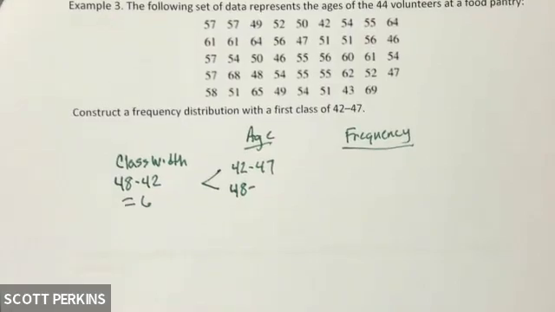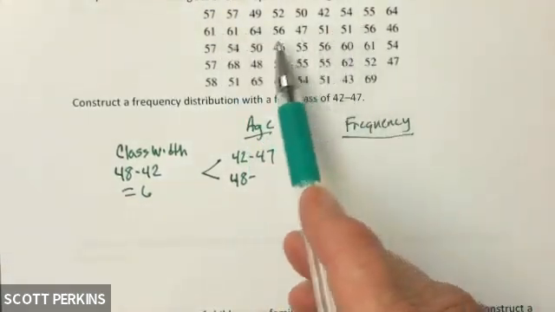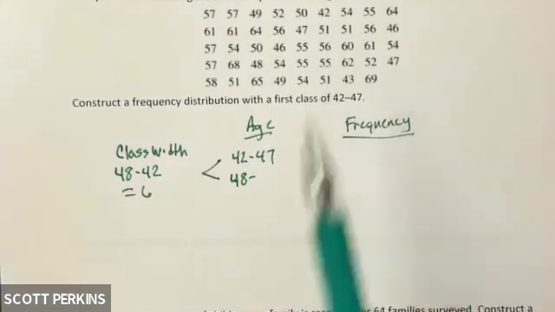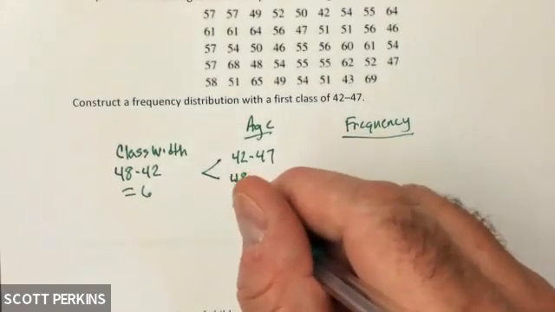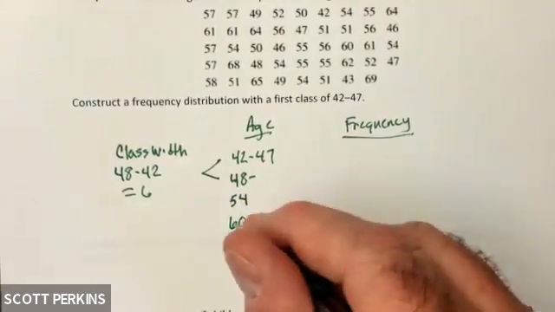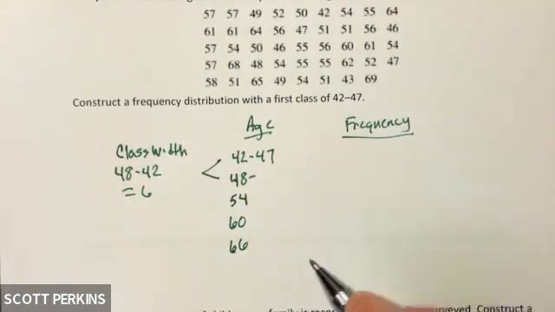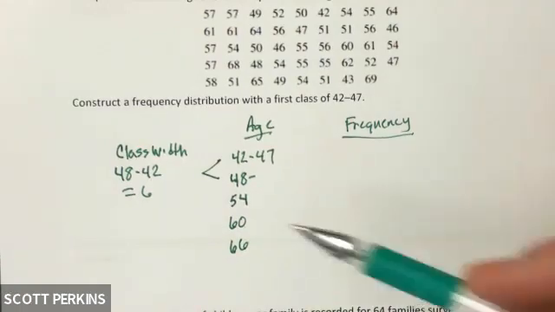So I'm going to use that now, and then my oldest age, my largest value here, what do I have? Okay, the largest one is 69, great. So we're going to make enough classes to accommodate that. When I add 6, I get 54. When I add 6, I get 60. When I add 6, I get 66. And if I added 6 more, I would get 72, and 72 is bigger than my biggest piece of data, so I don't need that next class. That's all my lower limits.